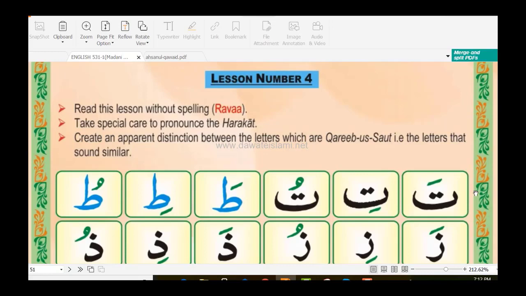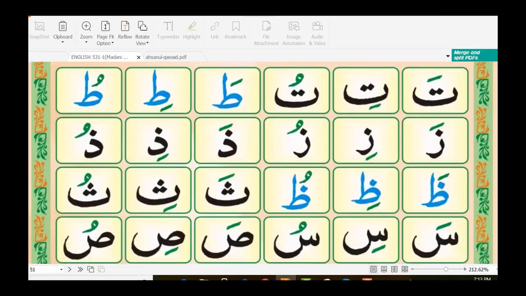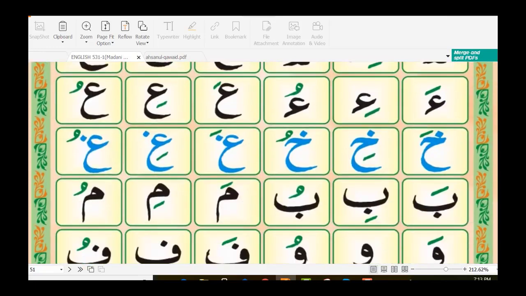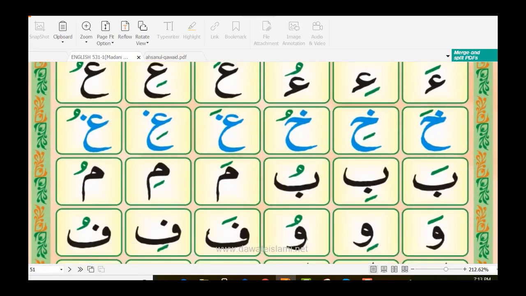In this it is Rawa. Rawa means you need to practice ta and ta together: how do we pronounce the sound of ta, and when the heavy sound comes with ta, what will be the difference? To make that difference and to get more practice, this lesson number 4 is there. So we will do some examples of it, and I am choosing some examples from the next page. Okay, these 3 lines are in front of you, we will practice them, and then inshallah we will start lesson number 5.